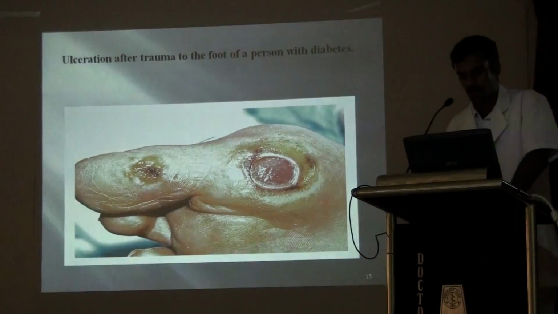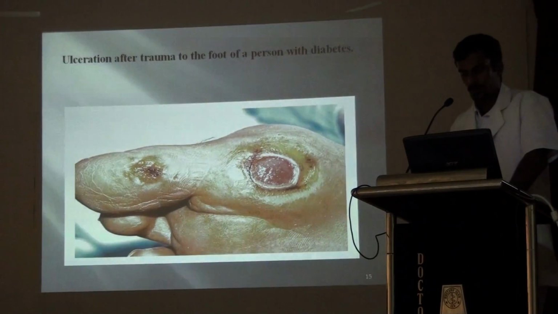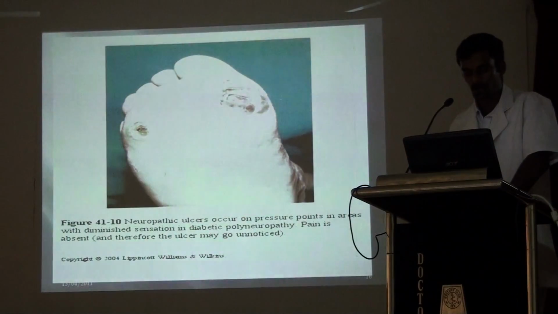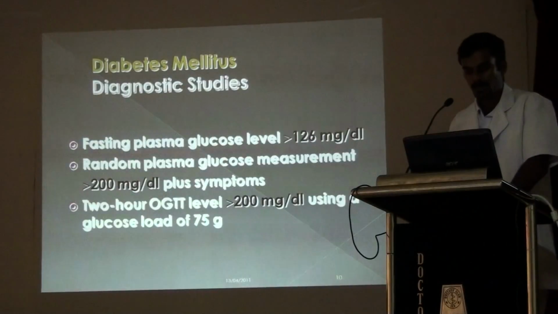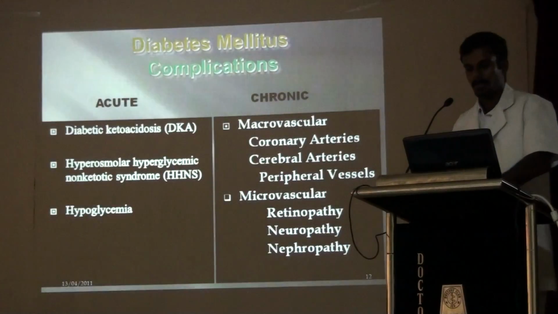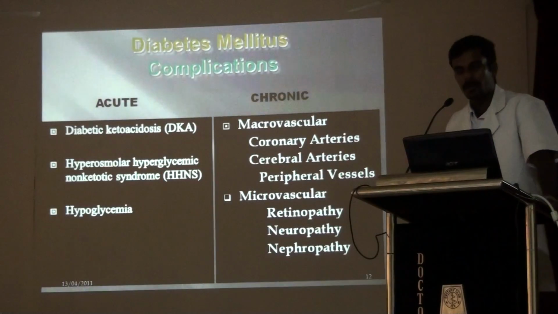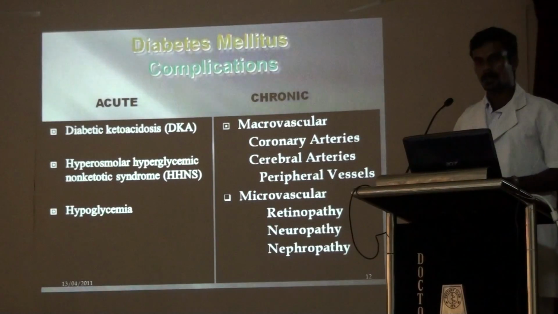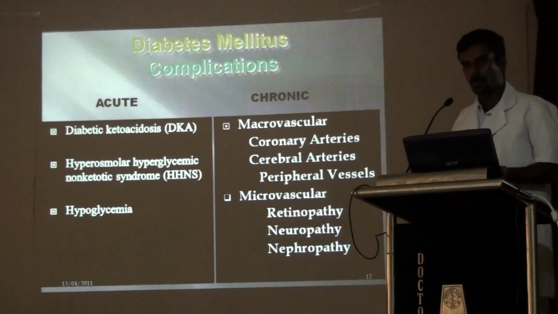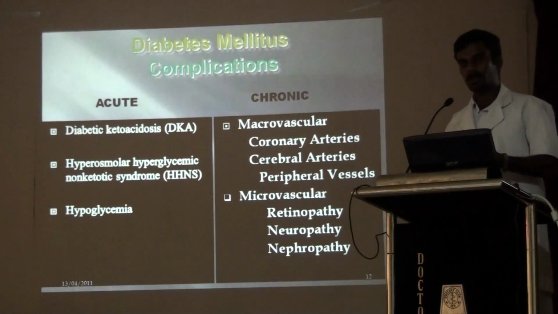So this is a picture of wound ulceration of a person with diabetes. Another picture, neuropathy. Next comes the macrovascular and microvascular complications. Those are chronic complications of diabetes mellitus. In coronary arteries, these macrovascular complications are caused by atherosclerotic plaque.